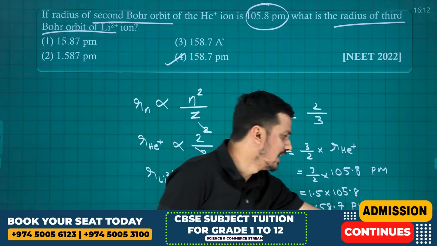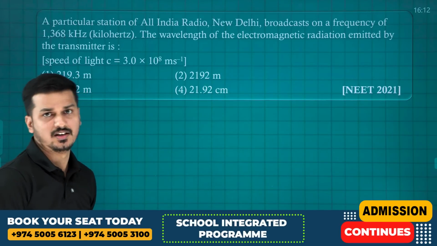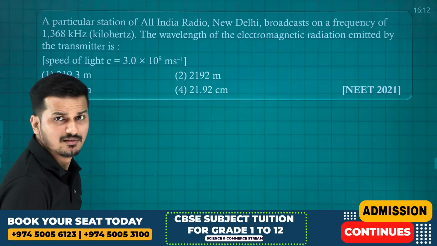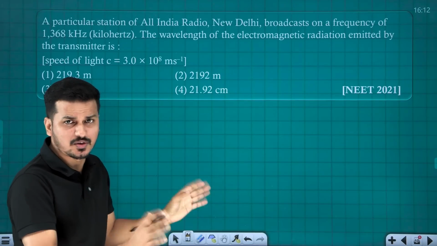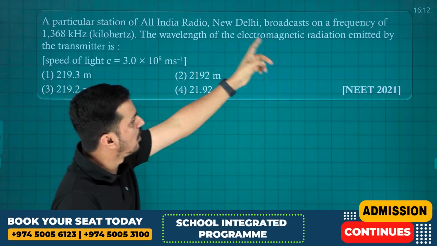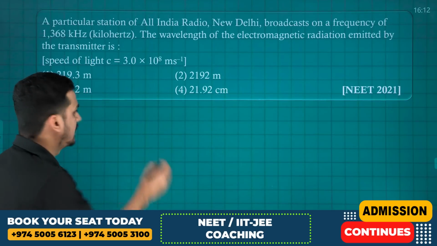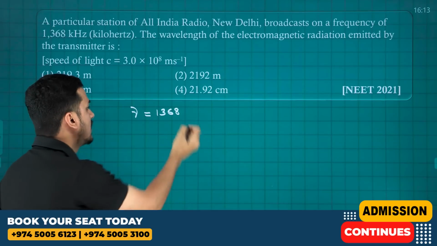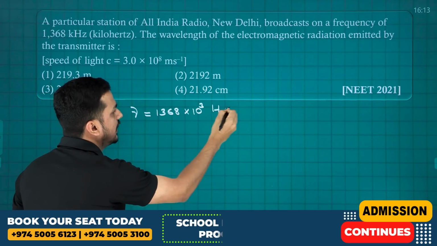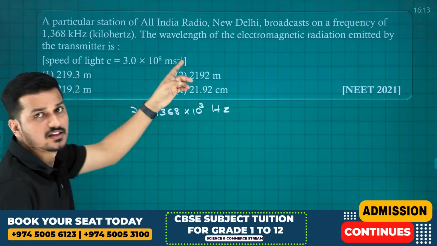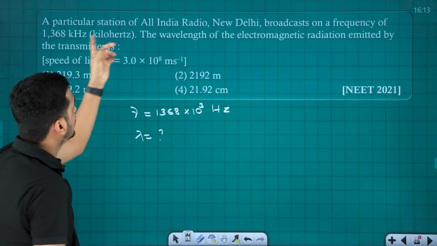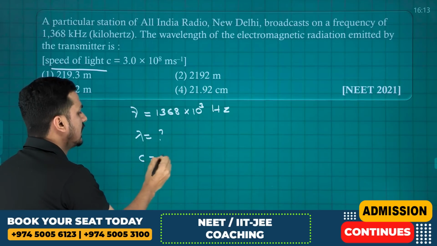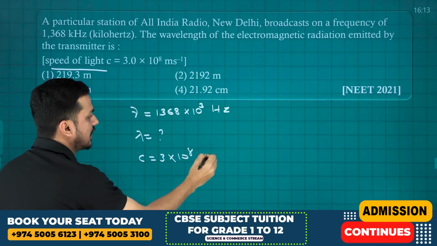Clear, guys? So we can move to the next question, they asked in 2021. Let's look at the question. A particular station of All India Radio, New Delhi, broadcasts on a frequency of 1368 kilohertz. This was the easy question among this set. Kilohertz means into 10 raised to 3 hertz, and they are asking the wavelength, lambda. The speed of light is given, c equal to 3 into 10 raised to 8 meter per second.